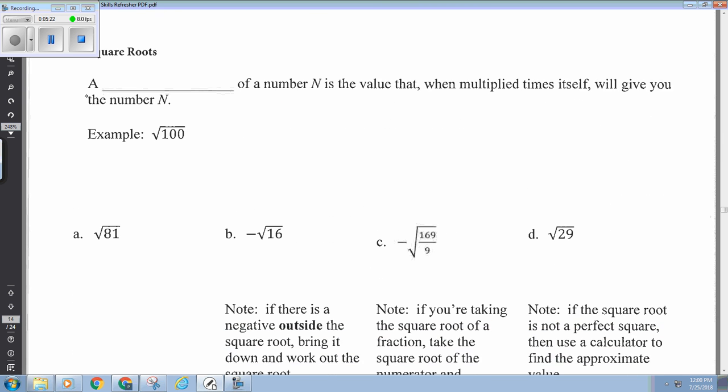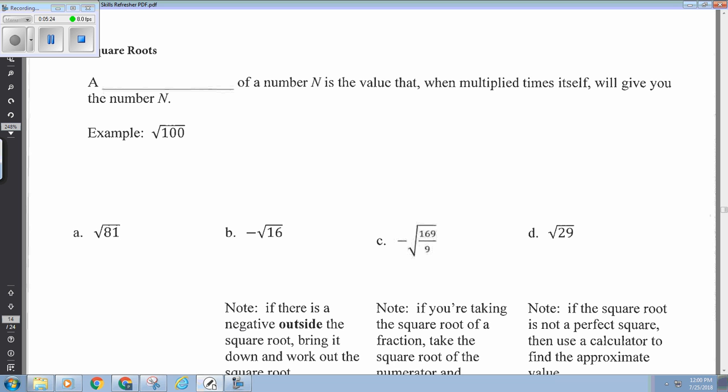But let's switch gears to the square root. So a square root of a number n is the value that when multiplied times itself will give you that number n. So here's what that means.